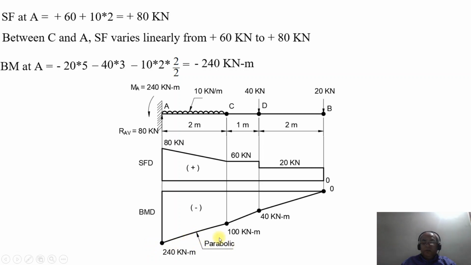So this is how you will be able to get the final solution for a cantilever beam with a number of loads as shown in the figure.